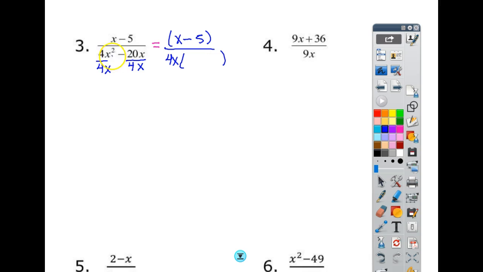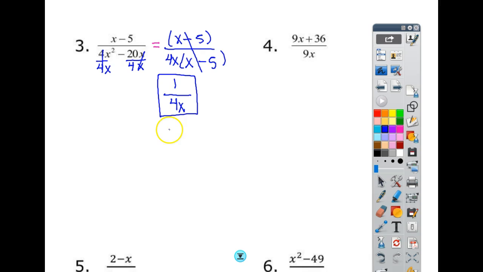When you divide 4x squared by 4x, what do you get? The 4's cancel out, x squared divided by x is an x, and negative 20 divided by 4 is negative 5. What happens to the x minus 5's? They cancel out. What do you have left? A 4x. Where is your 4x? On the bottom. So what do you put on the top in the numerator? A 1. Don't go so fast that you get tripped up and just put a 4x.